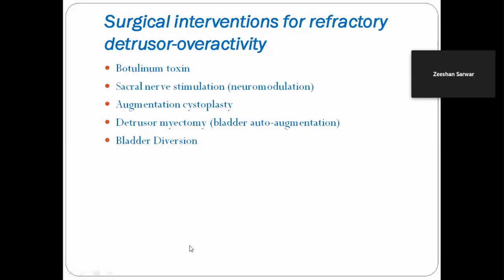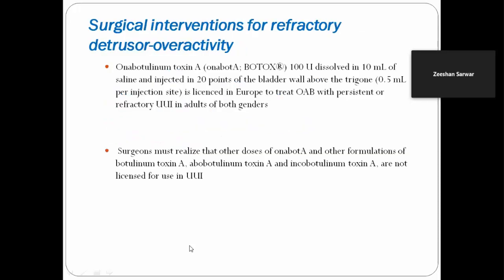Surgical interventions for refractory detrusor overactivity. The options include botulinum toxin intravesically, sacral nerve stimulation, augmentation cystoplasty, and detrusor myectomy, that is bladder auto-augmentation, and bladder diversion.